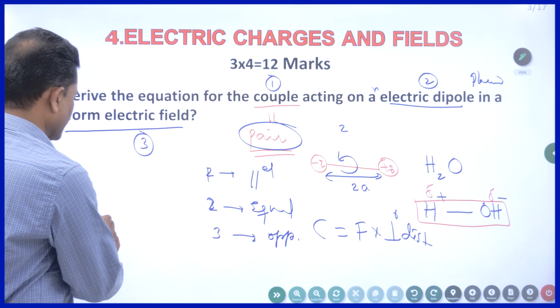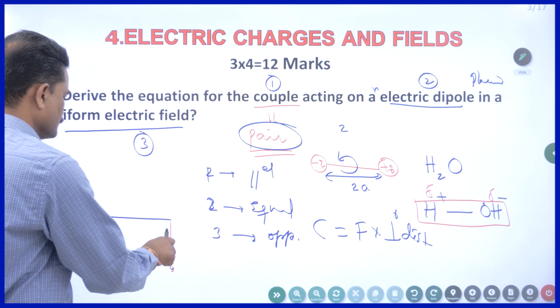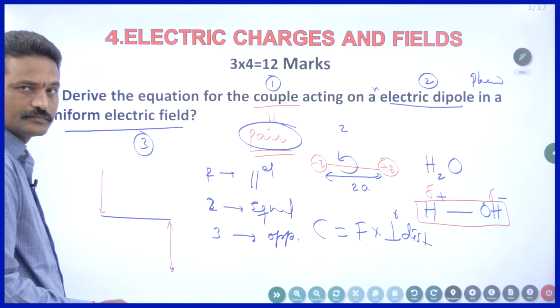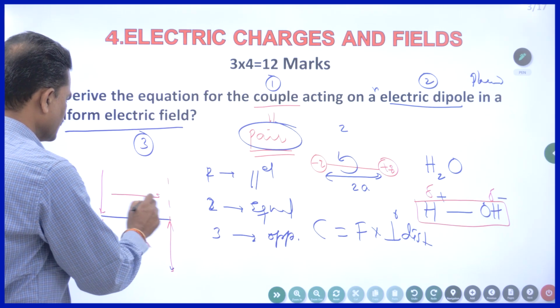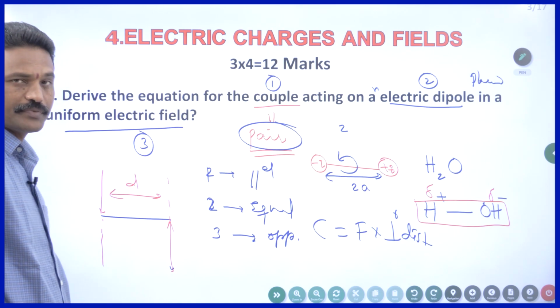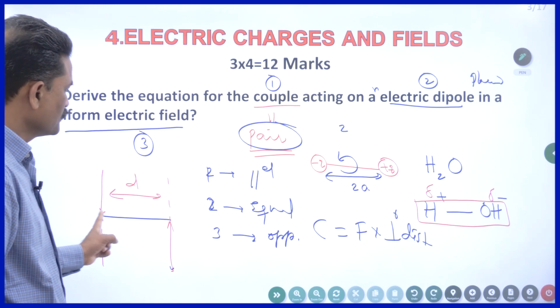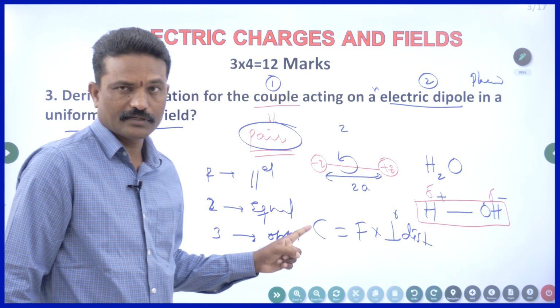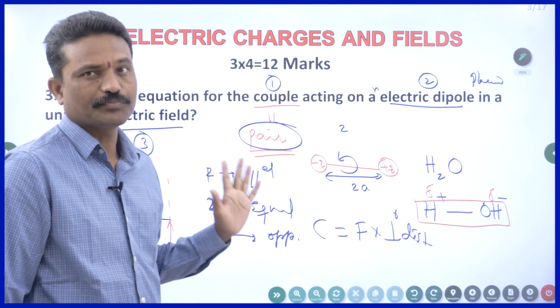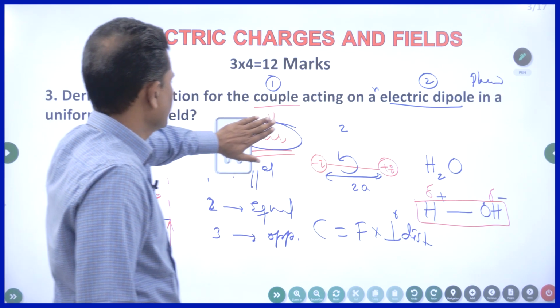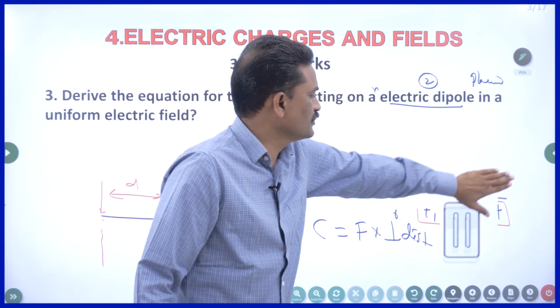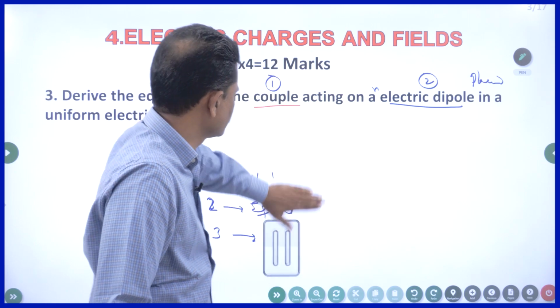So, two forces are acting. This is force 1 and this is force 2. The perpendicular distance is this one. They are parallel. This is called perpendicular distance. So, force multiplied by the perpendicular distance is called as couple. So, you should know these 3 points. These are vital points. Then only you will be in a position to answer the question.